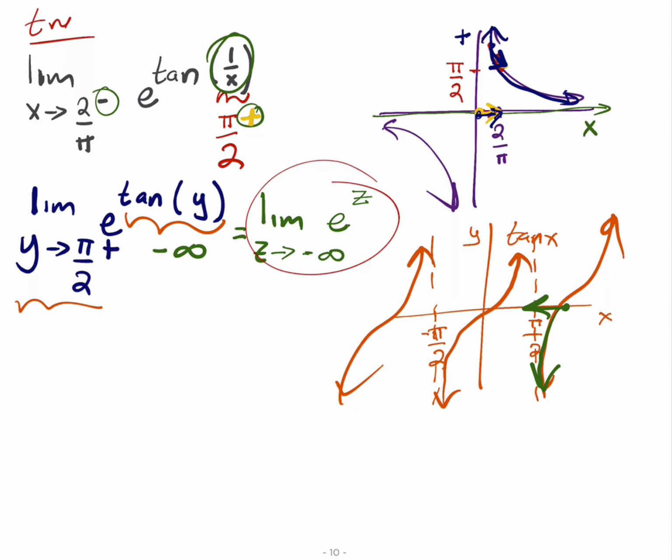Because there are multiple ways you can think of the exponential function. Since we're on the theme of graphing, this is what e to the x looks like, right? That's the natural exponential function. So as x goes to minus infinity, it goes to 0, right?